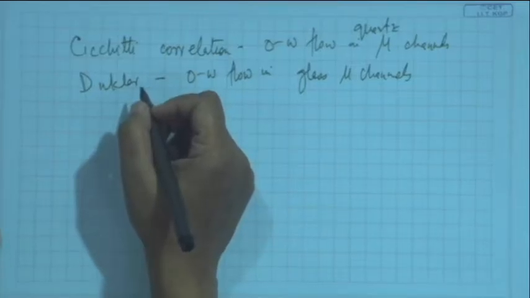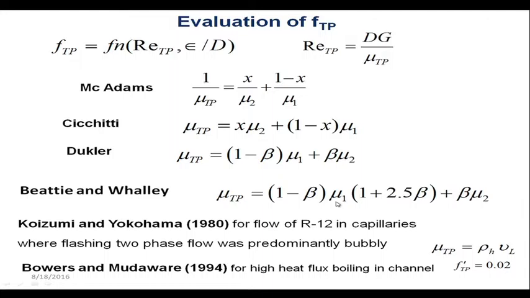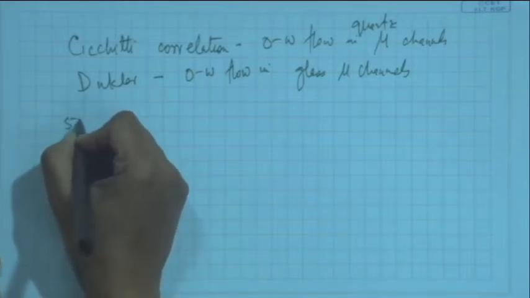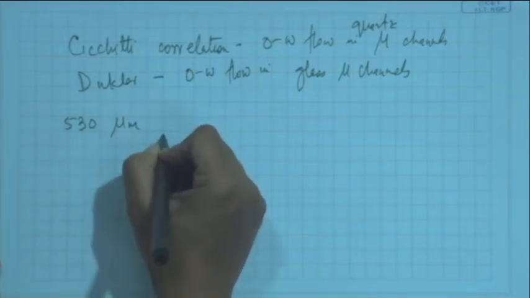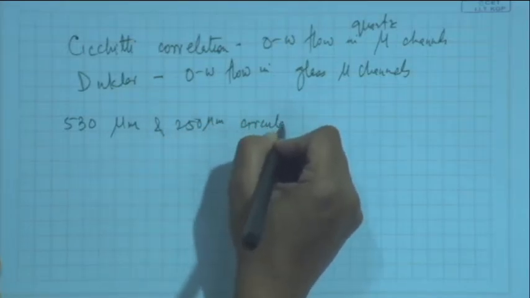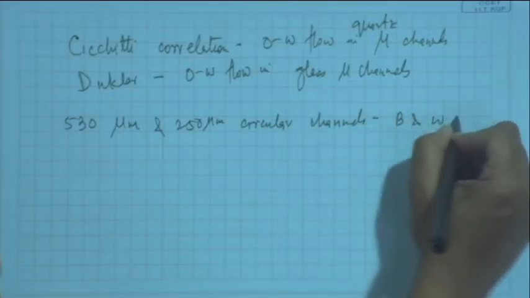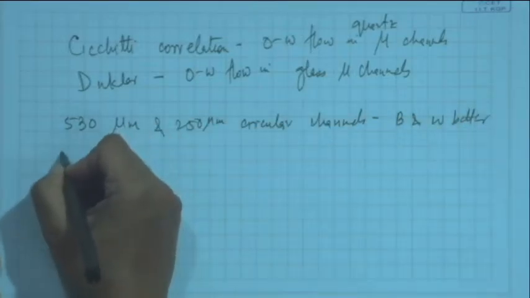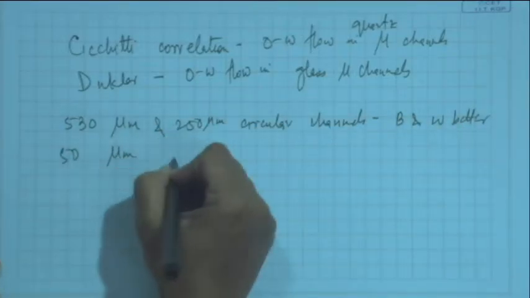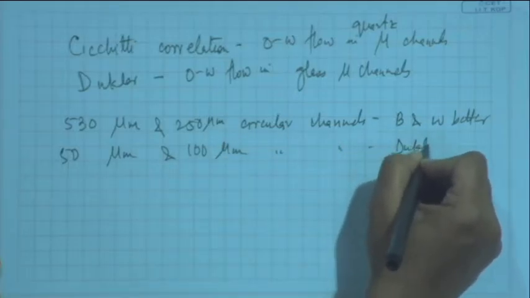And then again there were other people who said that the Beatty and Wallis correlation is suitable for a large number of cases. For example, if you observe the experimental results which I had shown, you will find that for 530 and for 250 micrometer circular channels, the Beatty and Wallis correlation was better, whereas for 50 and 100 micrometer channels, the Duckler correlation was better.